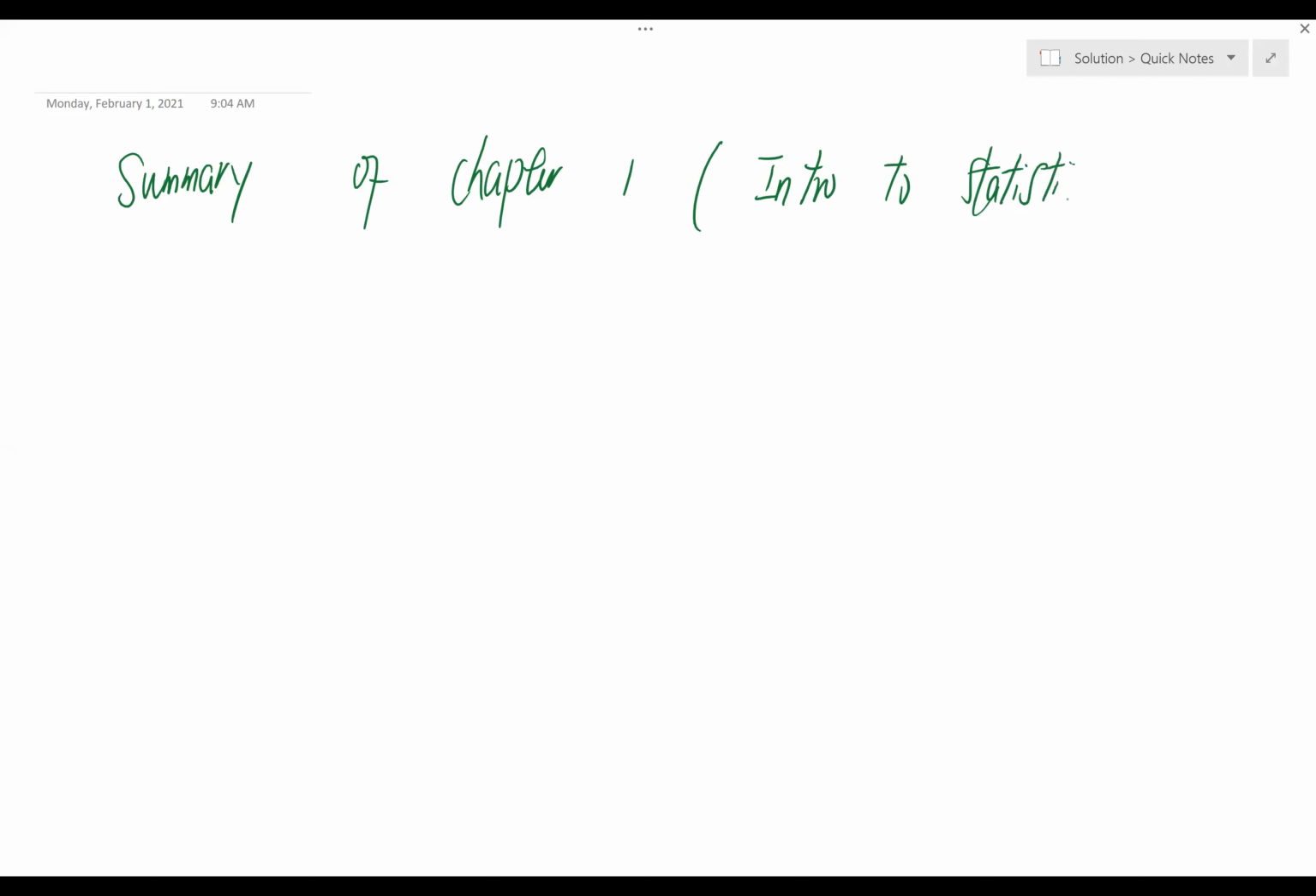Okay, so I'm going to quickly summarize chapter one, just pinpoint some important terms you need to pay attention to, and I guess we go from there. So today we're going to talk about the summary of chapter one. I'm just mentioning a couple of important terms that you should pay attention to. Chapter one is intro to statistics. One of the most important terms is statistics, and statistics has multiple layers of meanings.